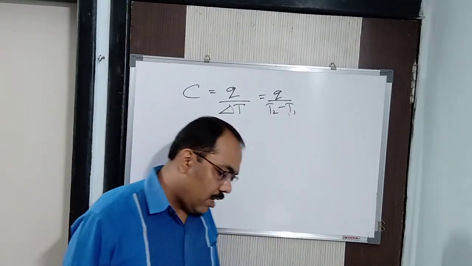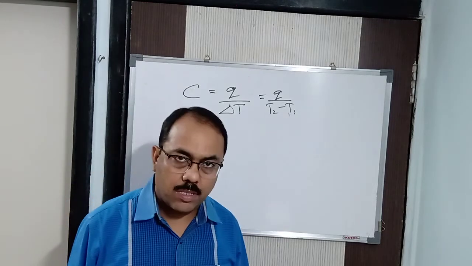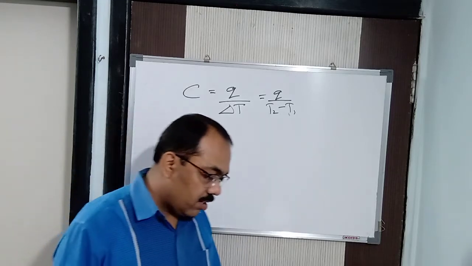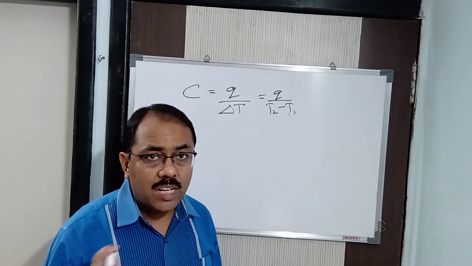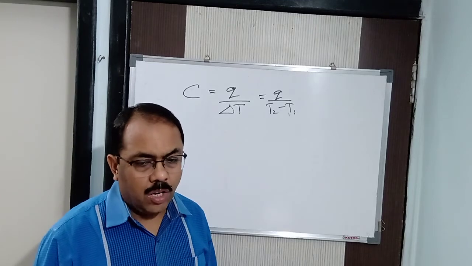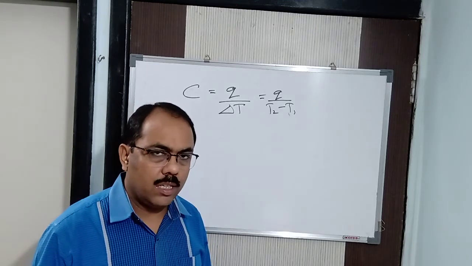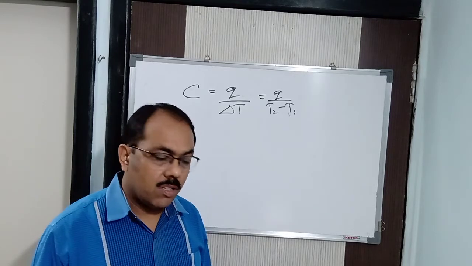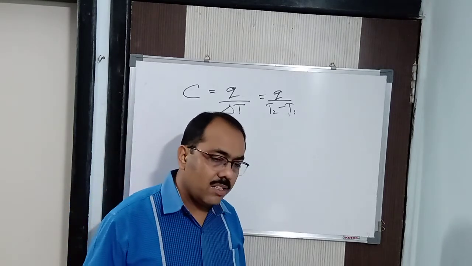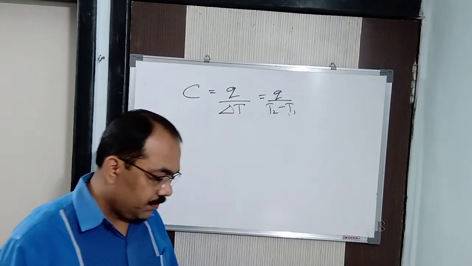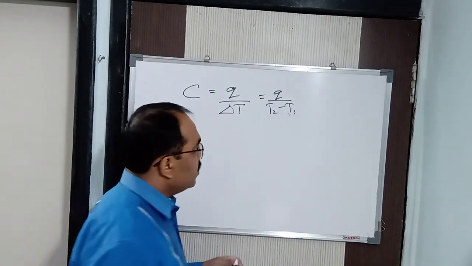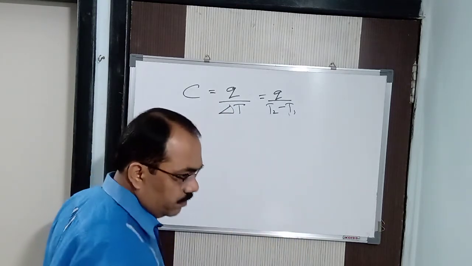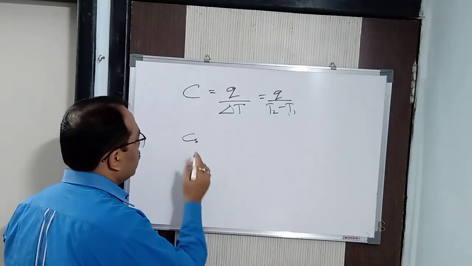Now after that we have the specific heat capacity. Specific heat capacity is defined as the amount of heat required to raise the temperature of unit mass of a substance, or 1 gram of a substance, through 1 degree centigrade. That is called specific heat capacity. We denote it with the letter Cs, where S stands for specific.